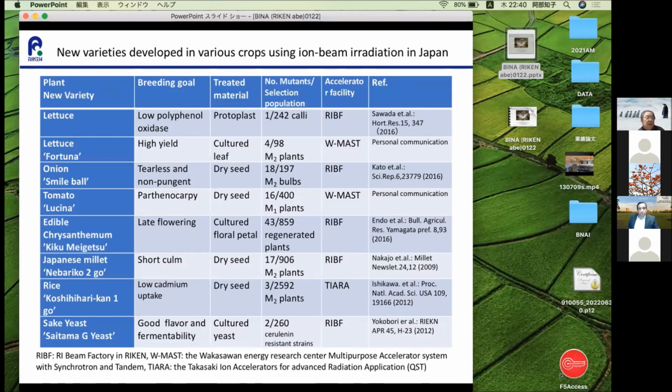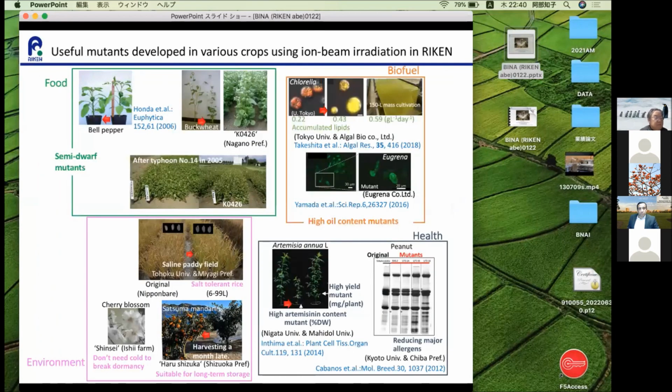The target of ion beam breeding has extended from flowers to crops, and 7 varieties have been produced by ion beam in Japan. Here are new varieties developed in various foods: lettuce, onion, tomato, edible chrysanthemum, Japanese millet, rice, and yeast. We have successfully selected useful mutants from the M2 population of 100 to 1,000 lines.